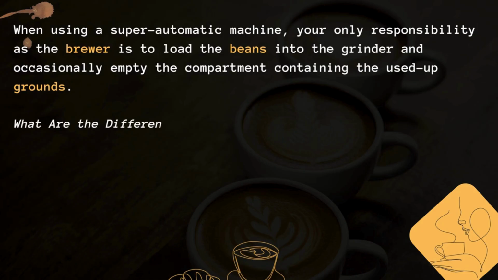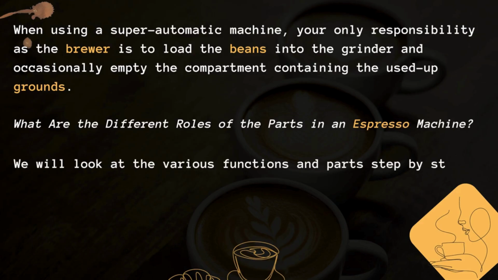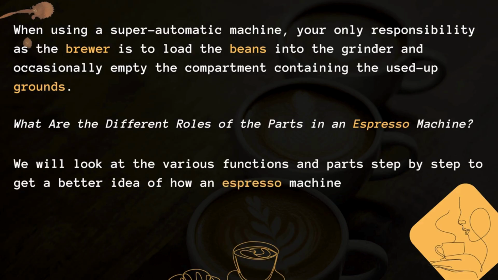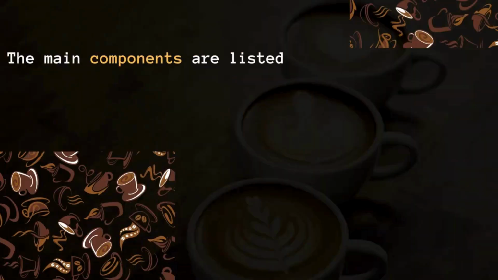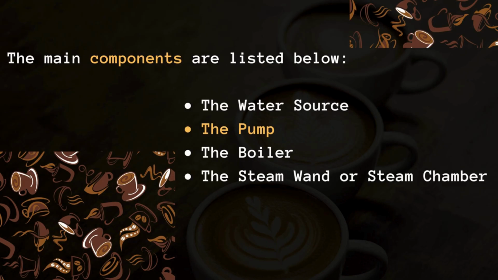What are the different roles of the parts in an espresso machine? We will look at the various functions and parts, step by step, to get a better idea of how an espresso machine works. The main components are listed below: the water source, the pump, the boiler, the steam wand or steam chamber, and the group head.